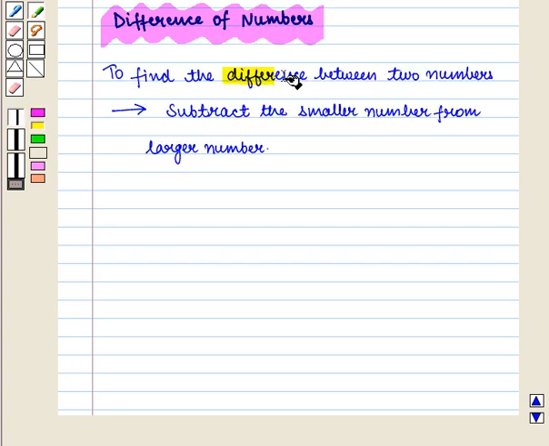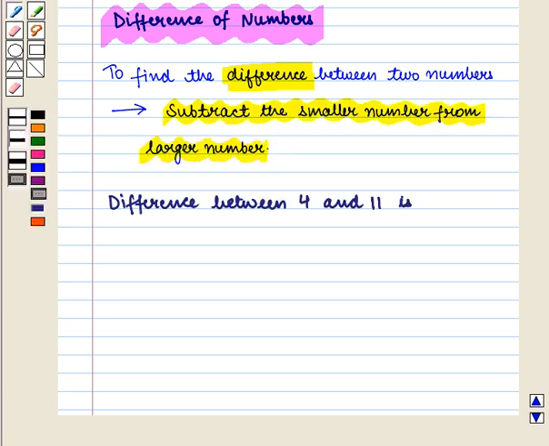Now we are going to discuss difference of numbers. To find the difference between two numbers, we subtract the smaller number from larger number. For example, difference between 4 and 11 is 11 minus 4, that is equal to 7. See here, 11 is larger number and we subtracted the smaller number, that is 4.